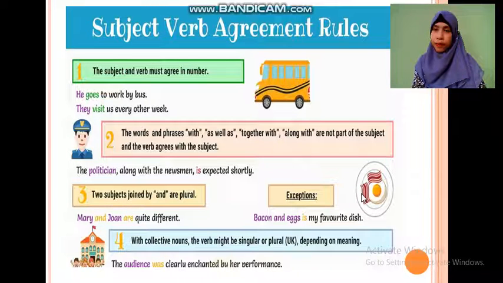But there is an exception to this one. Bacon and eggs is considered singular, so they will use is. So bacon and eggs is my favorite taste. Okay, the fourth is that with collective nouns, the verb might be singular or plural, depending on the meaning. For example, the audience was clearly enchanted by her performance.